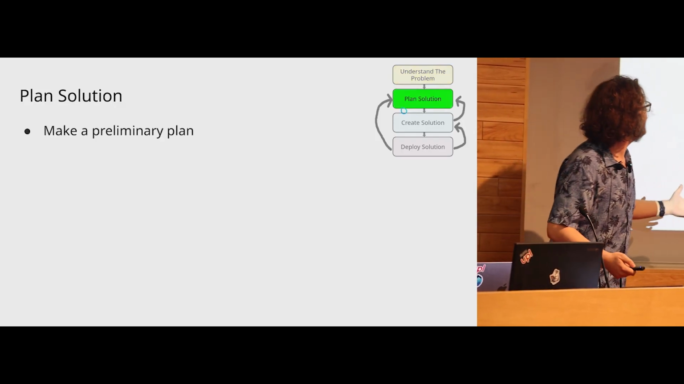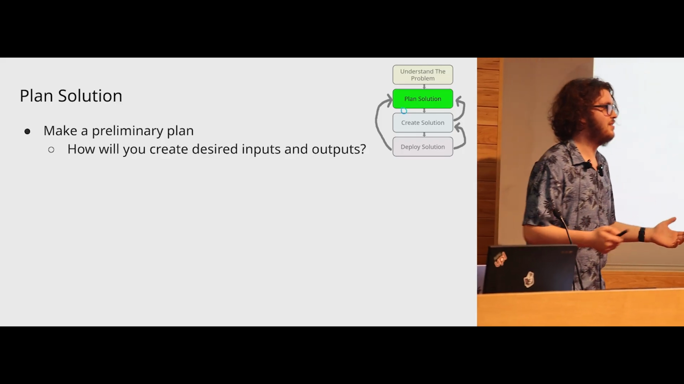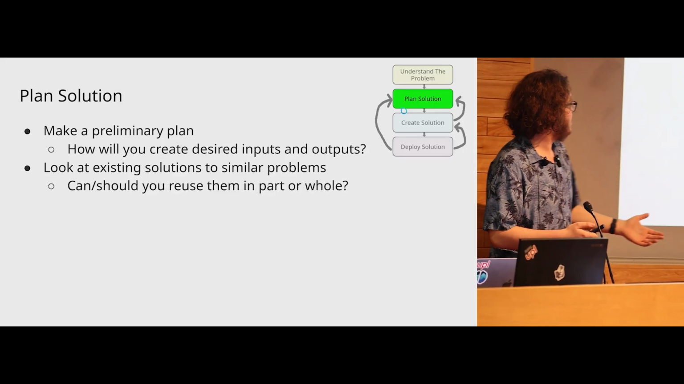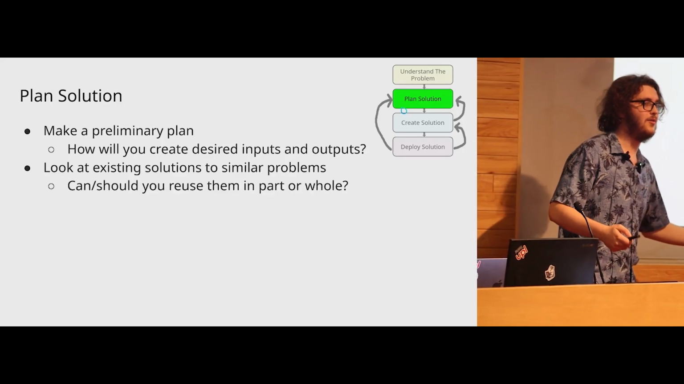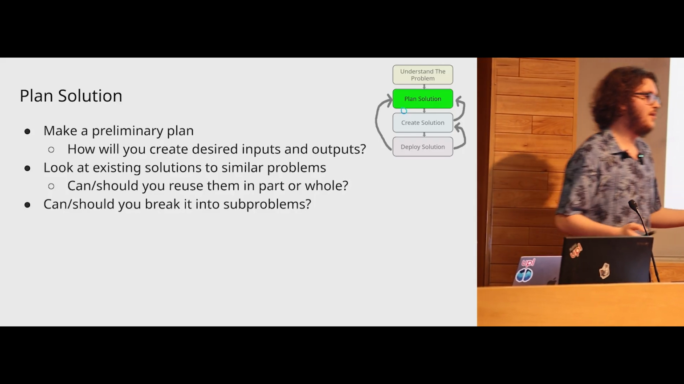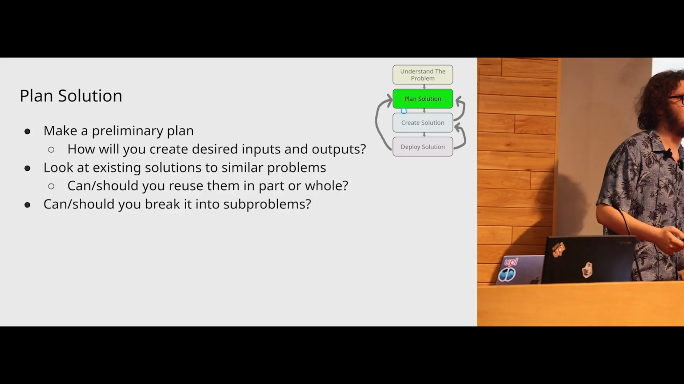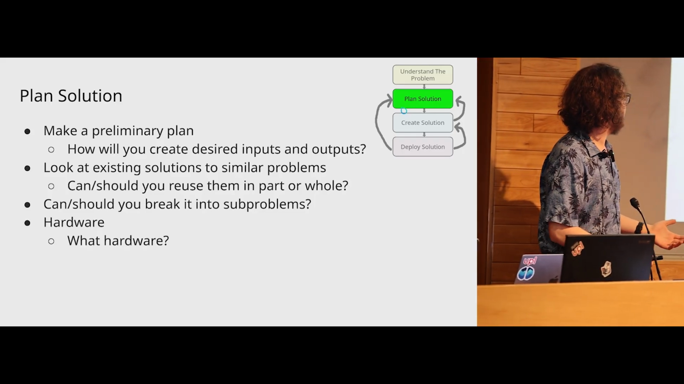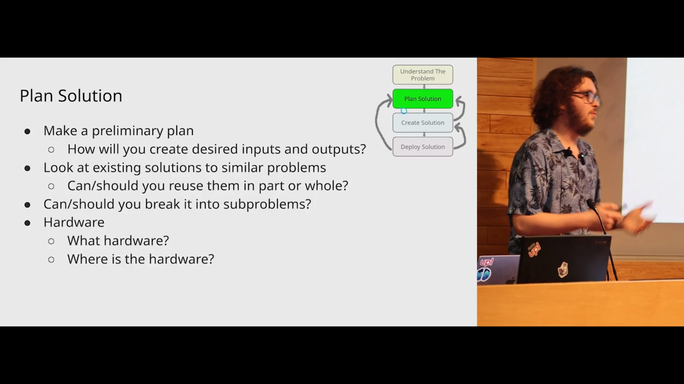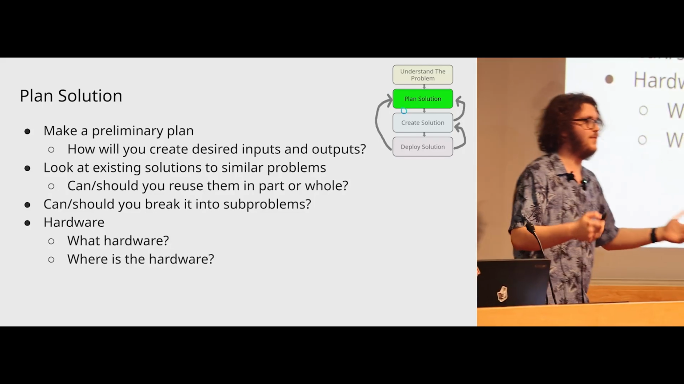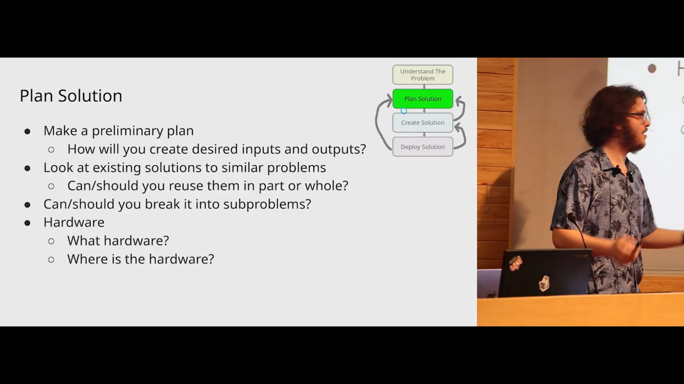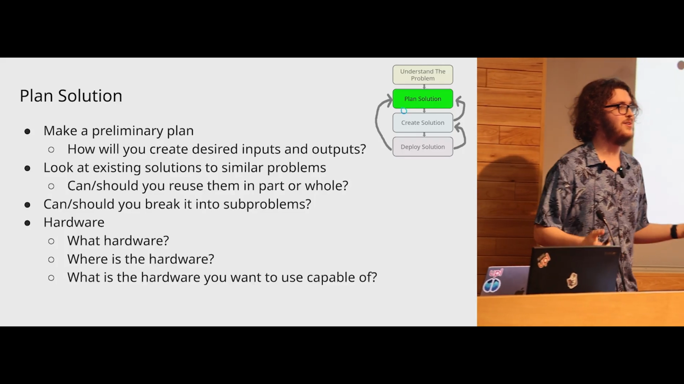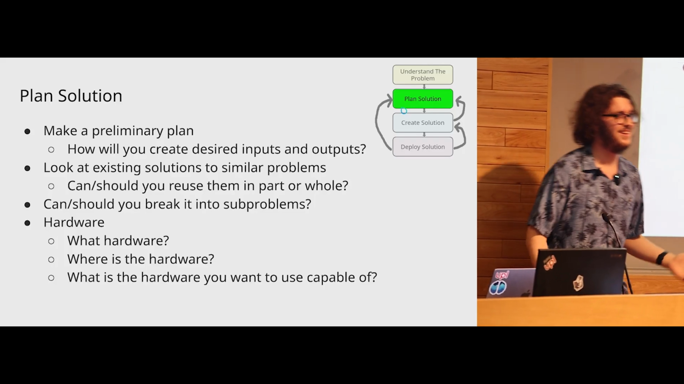So you have to make a preliminary plan for transforming these inputs into the outputs. And you should look at existing solutions to similar problems, and consider if it's worth reusing them or their ideas in part or in whole. And you should consider, can you break it into subproblems to make your problem solving easier? You should consider what hardware you're using, and where is the hardware? Is it in a data center in the cloud? Is it a phone in the user's hand in the middle of the desert? Where is the hardware? And what is the hardware capable of? I'm not saying you need to memorize the L3 cache latency, but it certainly wouldn't hurt.